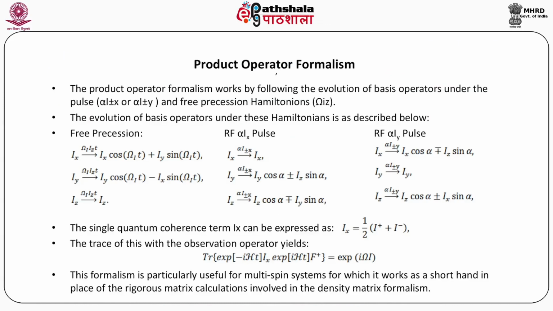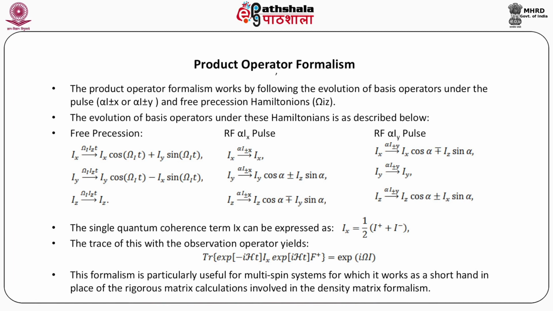Now, the product operator formalism. The product operator formalism works by following the evolution of basis operators under the pulse, which is given by alpha I plus minus x or alpha I plus minus y, and free precession Hamiltonian omega Iz. The evolution of basis operators under these Hamiltonians is described. Free precession is very important because normally in a single pulse experiment we apply the pulse, so that whatever magnetization is there, we treat it with pulse operators, and then the system will detect, and during that you have the free precession Hamiltonian.